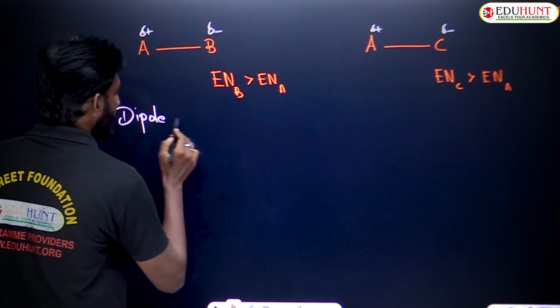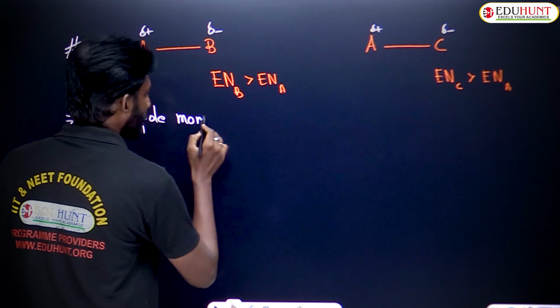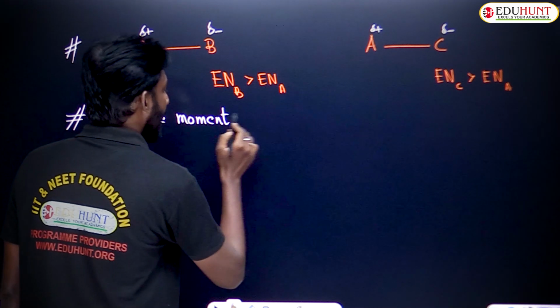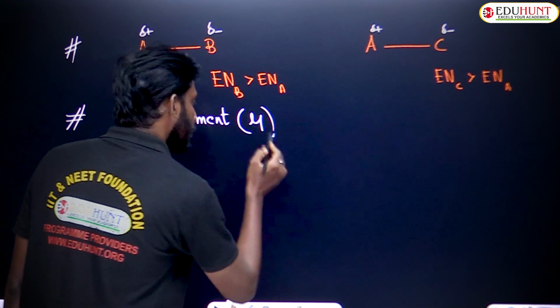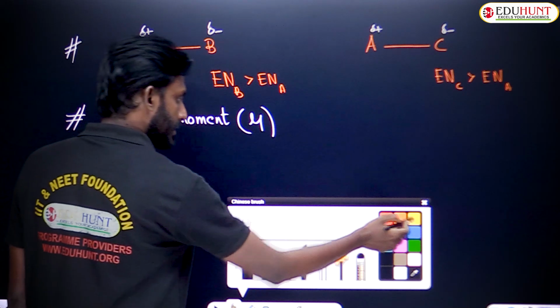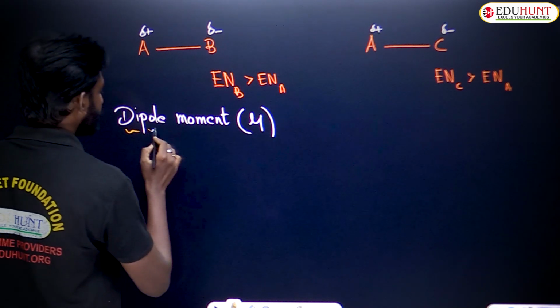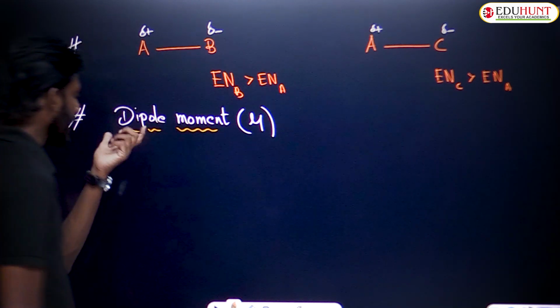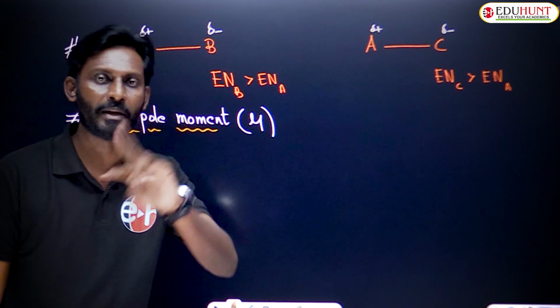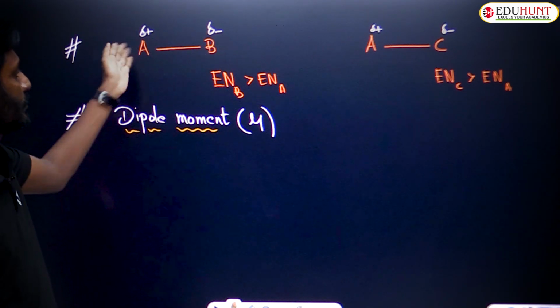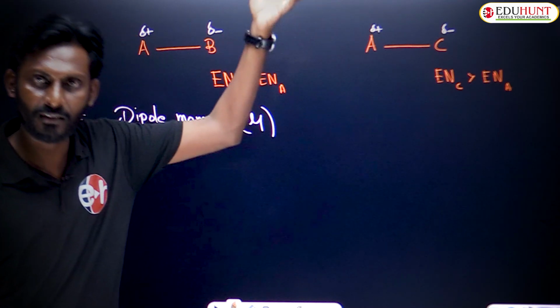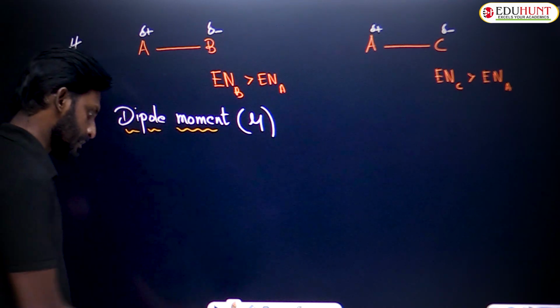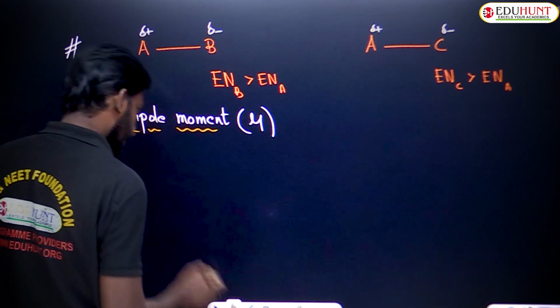Dipole moment. Dipole moment is indicated with the symbol mu. Simply, by the name itself, you can understand: di means two, pole means a negative pole and a positive pole. Dipole moment. Sir, what is dipole moment, sir? Let's define it.